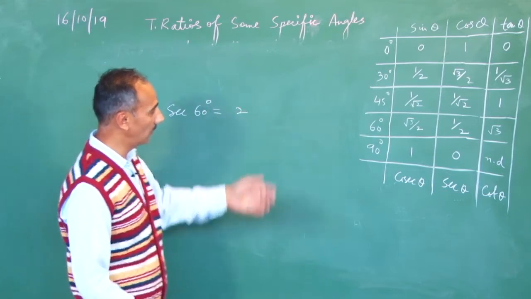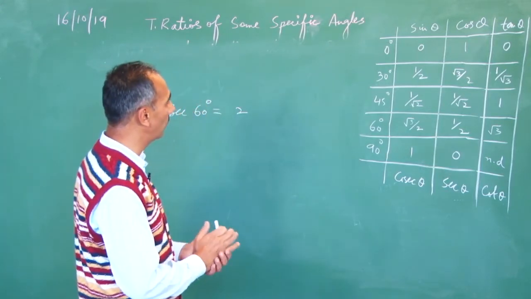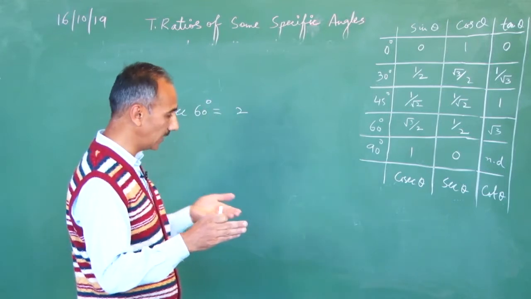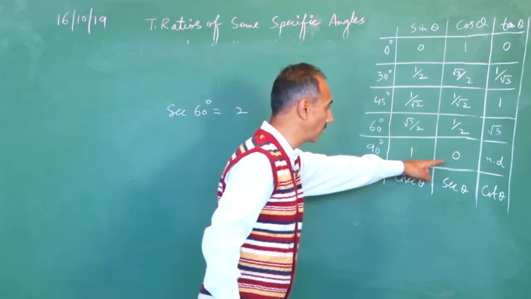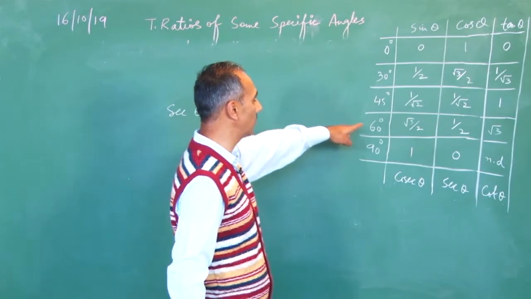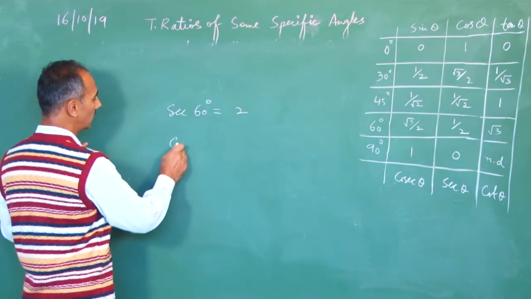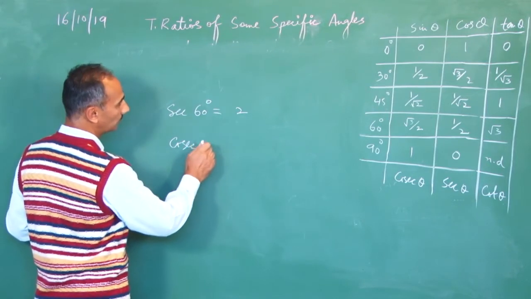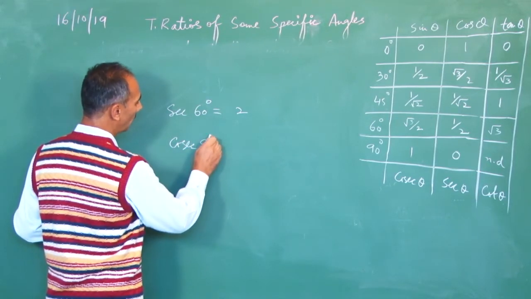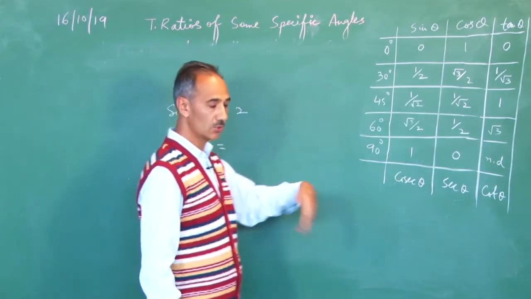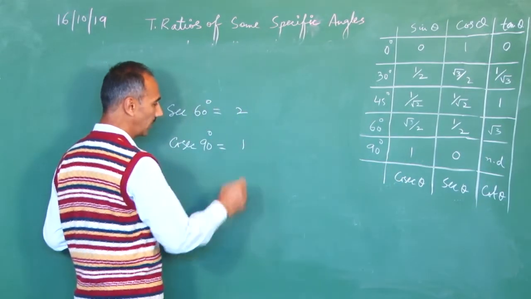For example, if you are asked what's the value of cos of 90, so cos column and 90 row, that is 0. What's the value of tan of 60? It's square root 3. Let's take the higher t ratios. For example, what's the value of cosec of 90? So for cosec, I need to go to sine. What's sine 90? It's 1. So cosec would be its reciprocal, 1 by 1, that's 1.